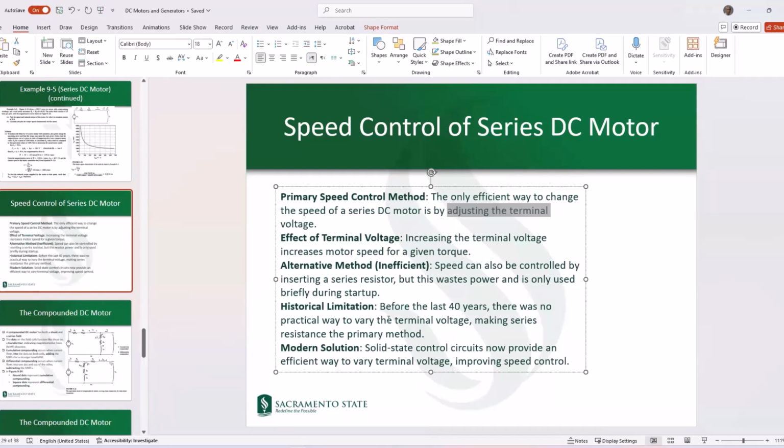Based on the book, the historical limitation was that before the last 40 years there was no practical way to vary the terminal voltage, making series resistance the primary method in older days. But with modern solutions, we have solid-state power electronic devices that can provide efficient ways to vary the terminal voltage, which improves the speed control procedure.